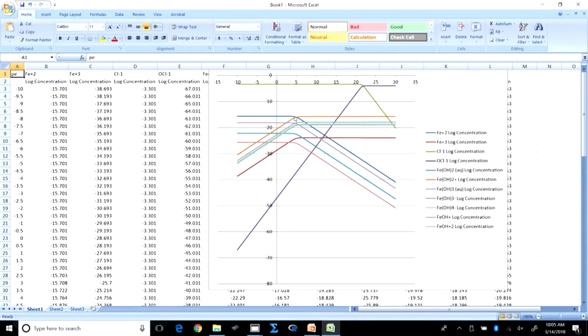And hopefully this is the legend for Fe2 plus. Yes, this looks like the one for Fe2 plus. But if I want to have a complete understanding of the system, I can add all the other species that I have not included in this particular graph. I can include all the possible species and try to have a detailed analysis.